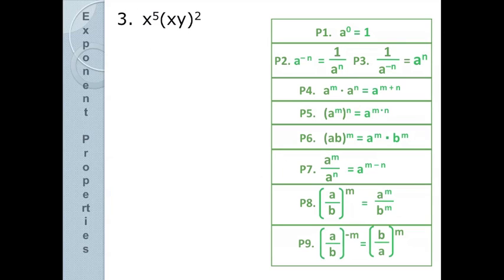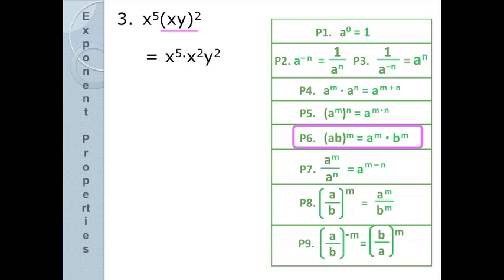Example number 3. X to the 5th times xy squared. The exponent property we will begin with is for the part that says xy squared. That will be property number 6. We apply the exponent to both the x and the y. Remember, we said this is not the distributive property. We're applying the exponent to each factor. So the x is squared and the y is squared.